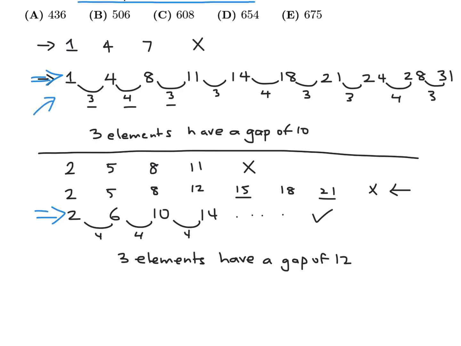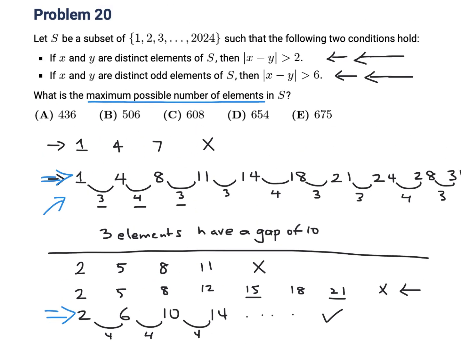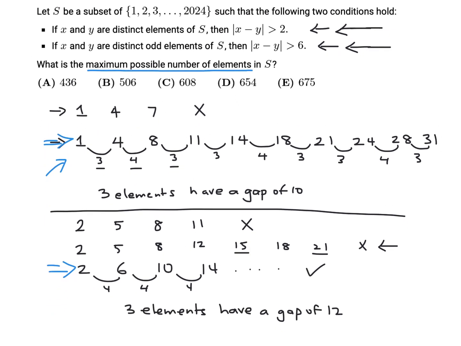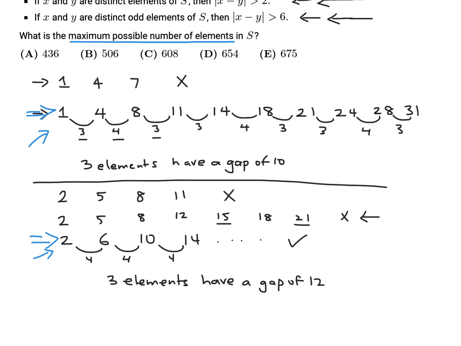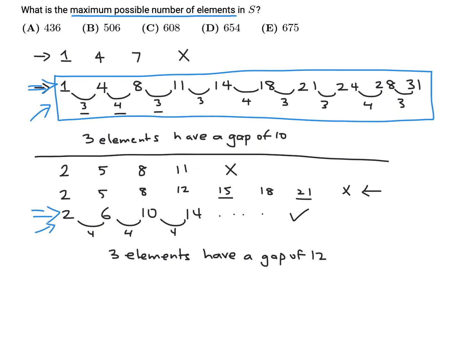Why? Because there's not that much gap. There's less gap between 3 elements. So there's going to be more terms, more elements in that set. Yeah, or subset. Whereas this one, because they're a little bit more spread out, there's going to be less terms. So we've got to go with this one here. Okay, so let's do that.